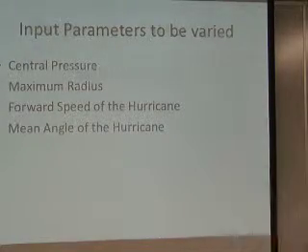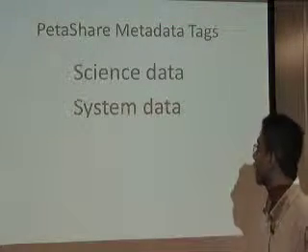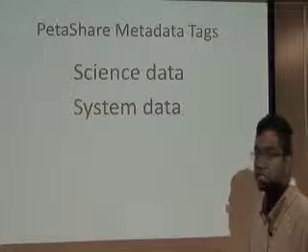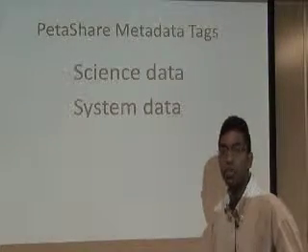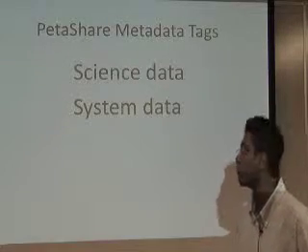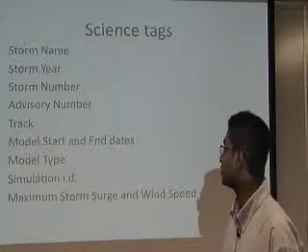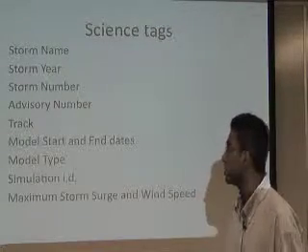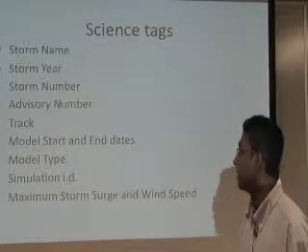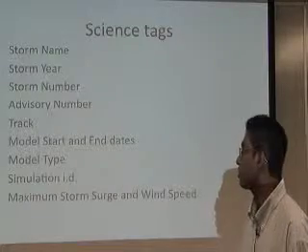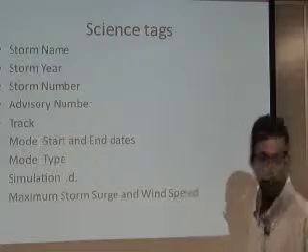Coming to the PetaShare metadata tags, there are two kinds of tags, science data and system data. These tags help us retrieve the data in an easier manner from PetaShare because this archive is several terabytes in size, and we can query and retrieve the data. This is the metadata which we store on PetaShare for each storm. They are storm name, year, the model type, track, the official advisory number of the hurricane, and the maximum values of storm surge and wind speed.